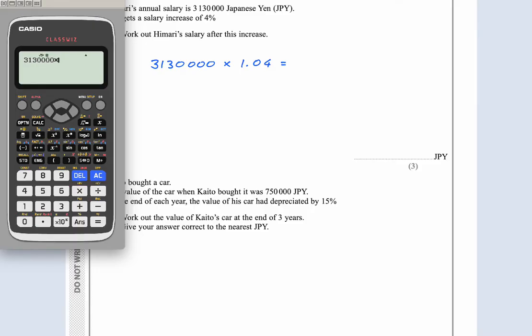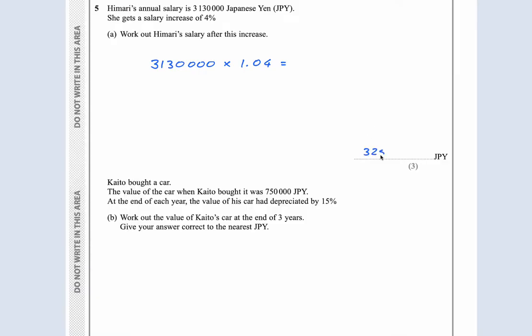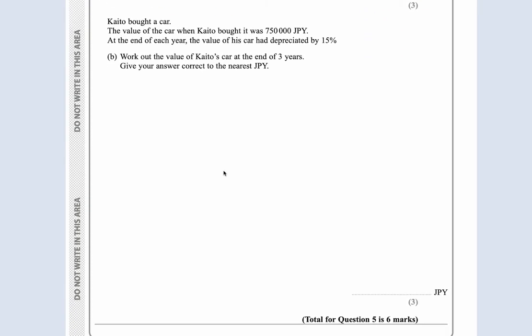3130000 times 1.04. 3255200. That's 3255200 Japanese yen. Okay, Kaito bought a car. This is a new person. The value of the car when Kaito bought it was 750,000. At the end of each year, the value of his car had depreciated by 15%. Work out the value of his car after 3 years, correct to the nearest yen.